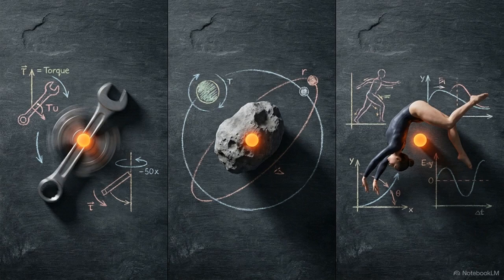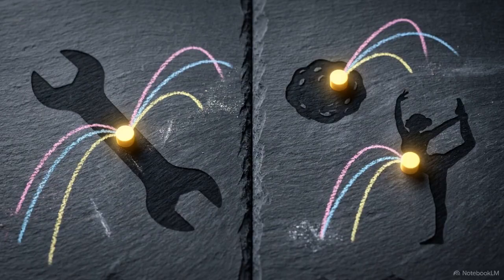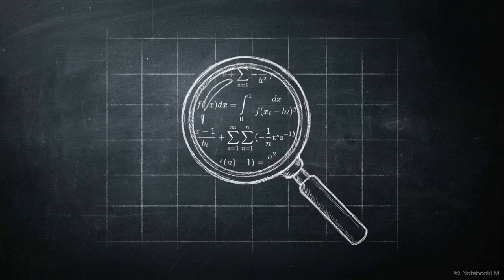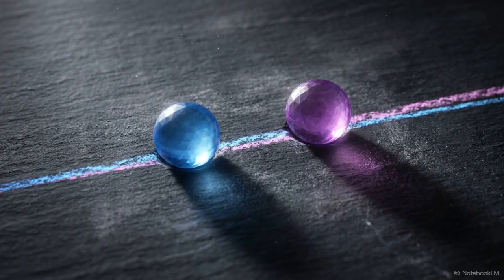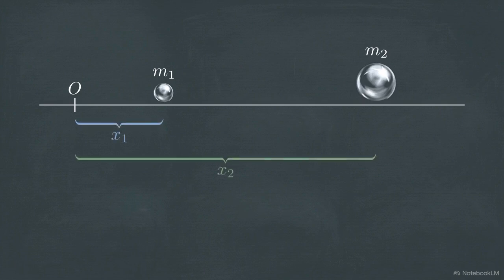Defining and locating this one point allows us to track the overall movement of any real-world extended body without needing to calculate the specific paths of its internal parts. To understand exactly how this coordinate is calculated, we begin with a foundational one-dimensional system containing just two distinct particles. Here is a horizontal x-axis with a defined origin point, O. We have two particles with masses m1 and m2, plotted at specific distances x1 and x2 from that origin.